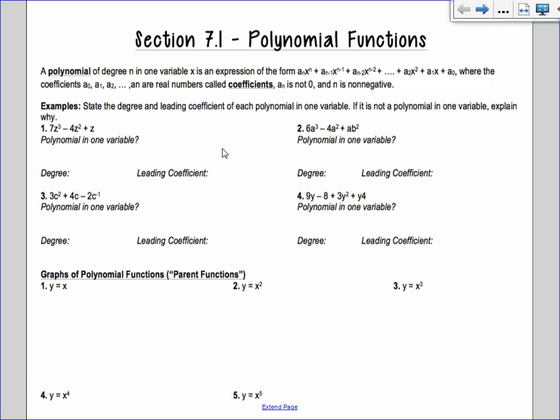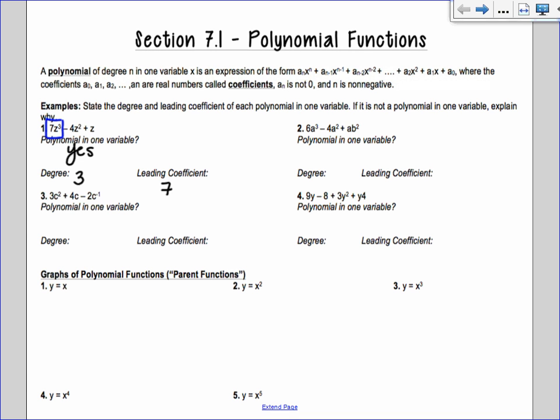So it says state the degree and leading coefficient of each polynomial in one variable. We've done this before. We know the word degree and we know leading coefficient. So if I have 7z cubed minus 4z squared plus z, yes, it is a polynomial in one variable. The one variable is z. Your degree is your highest exponent, so the highest exponent here is 3. And your leading coefficient is the number in front of the term that had the highest exponent. So it's going to be a 7.